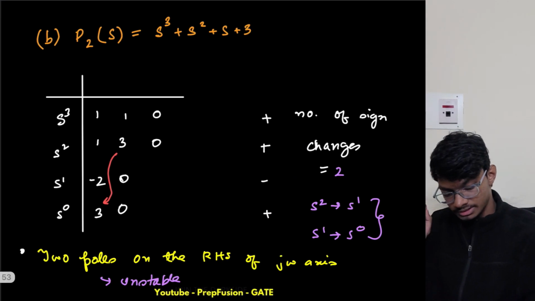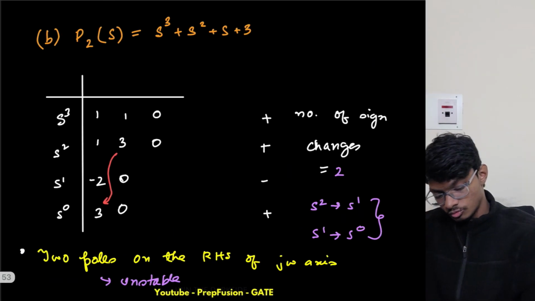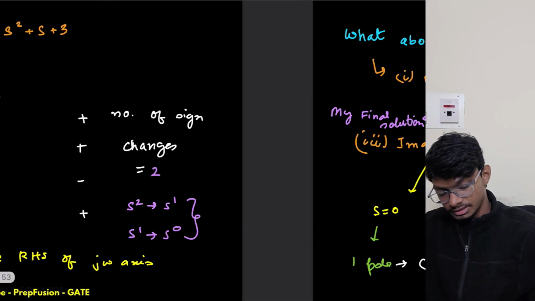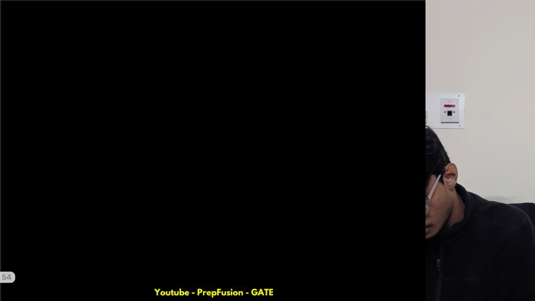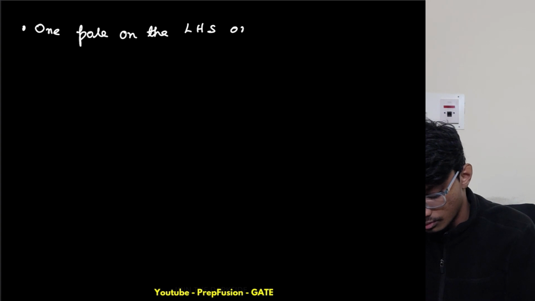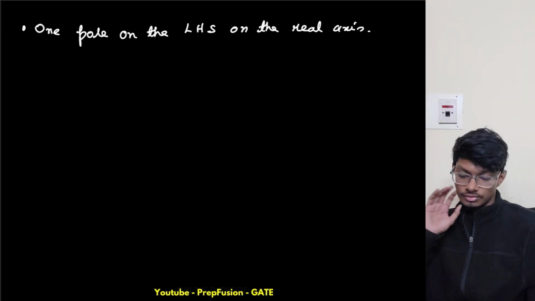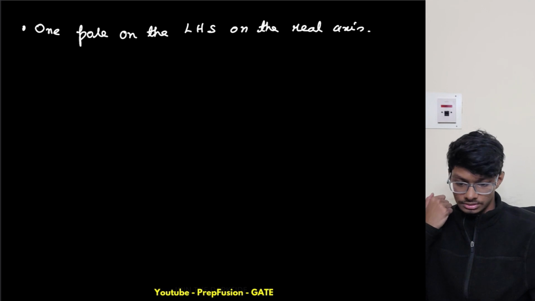Hence what can I say? That I will have two poles on the right hand side, and I will have one pole on the left hand side on the real axis. Okay, so this is the complete solution of this Routh array, right?